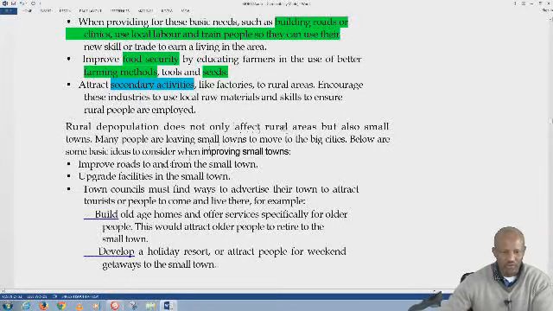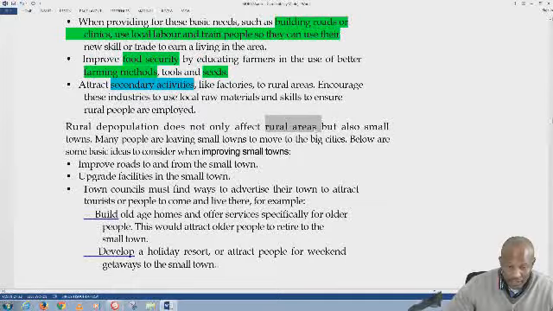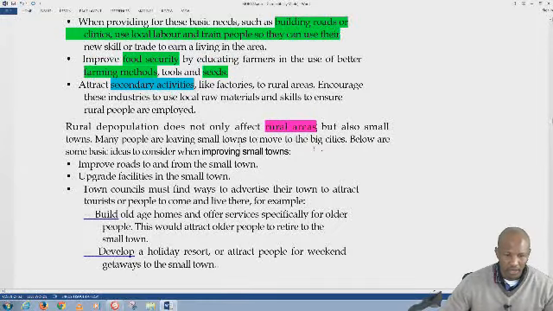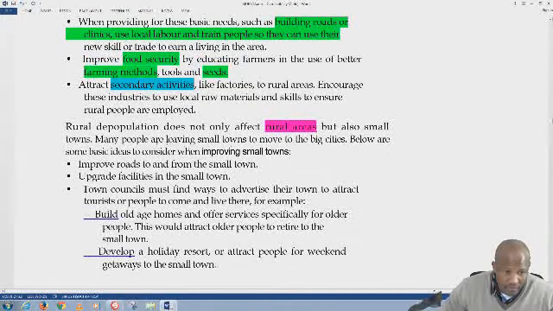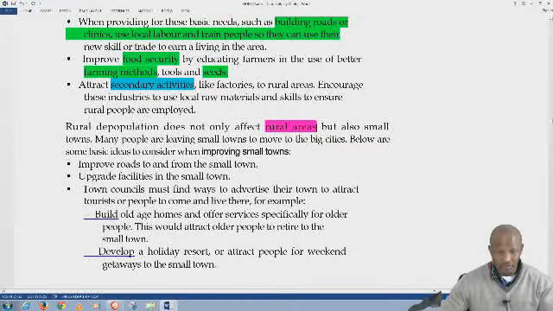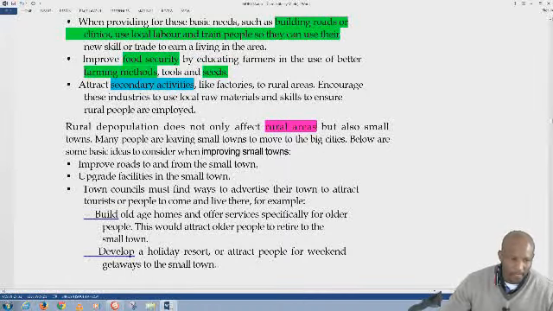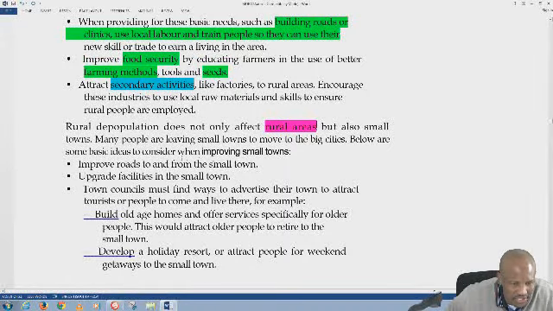Rural depopulation does not only affect what? Very important. This question, I think is it 2010 or 10 or 11 or 12. Impact of this movement of people that are moving from rural to urban areas. We say rural depopulation does not only affect rural areas, but also small towns. Many people are leaving small towns to improve or move to what? To big cities.